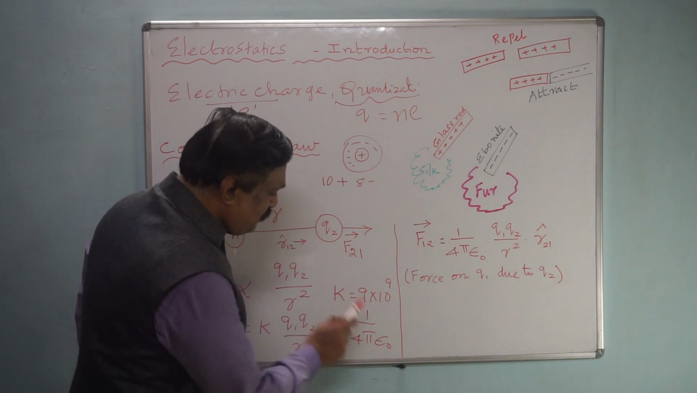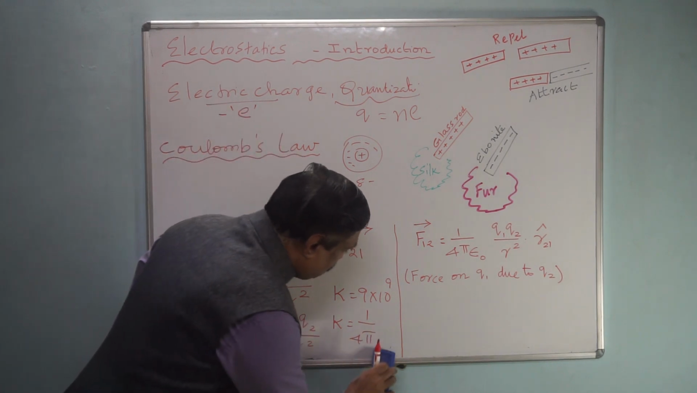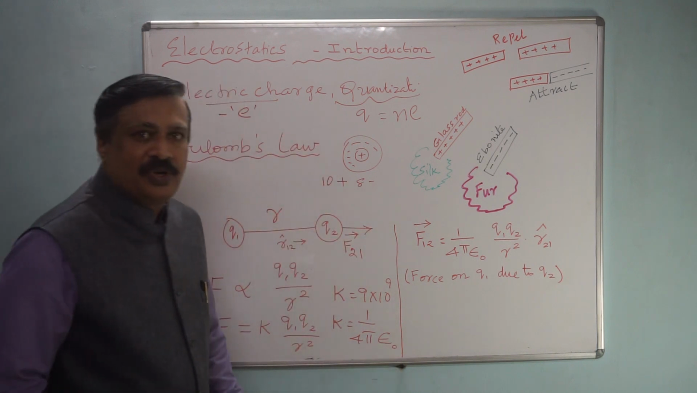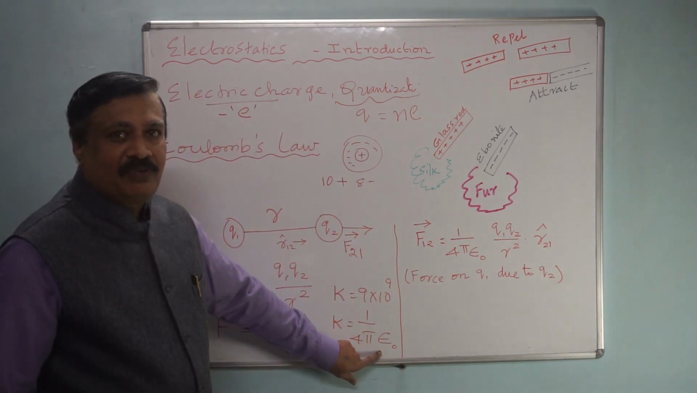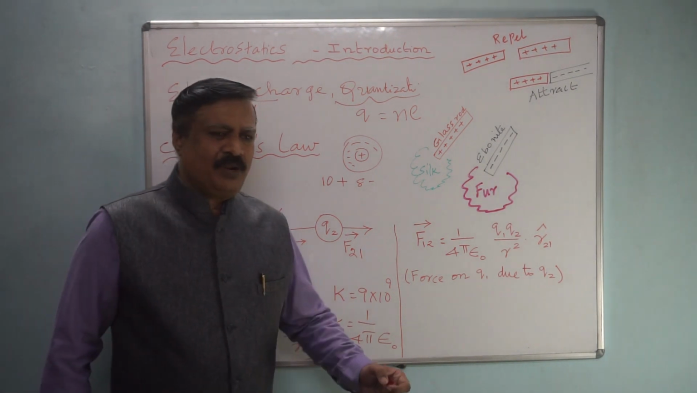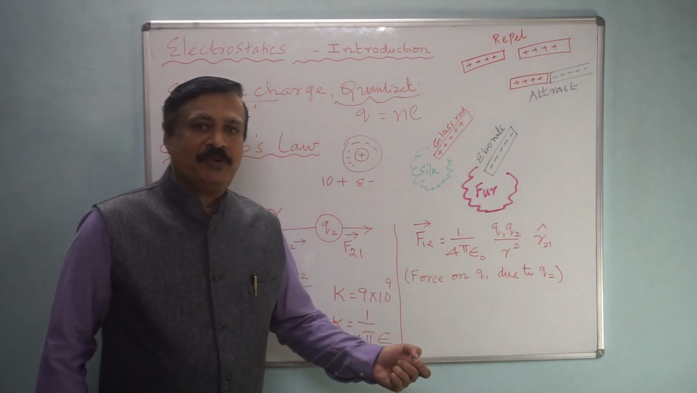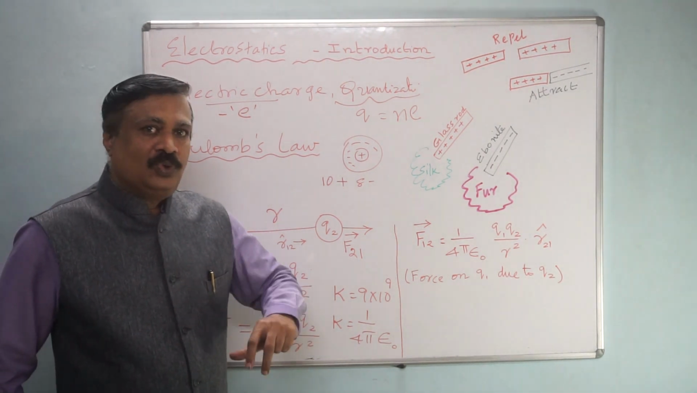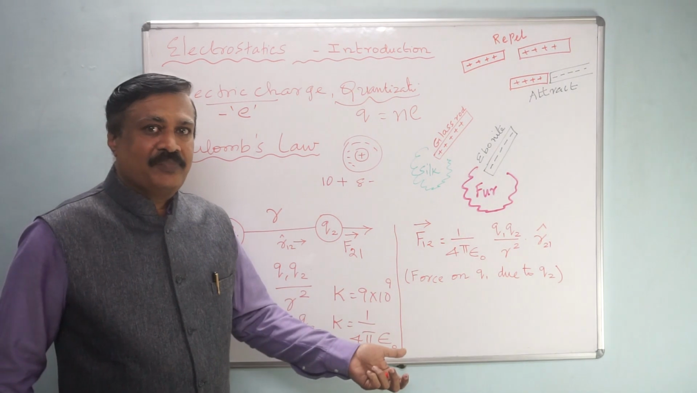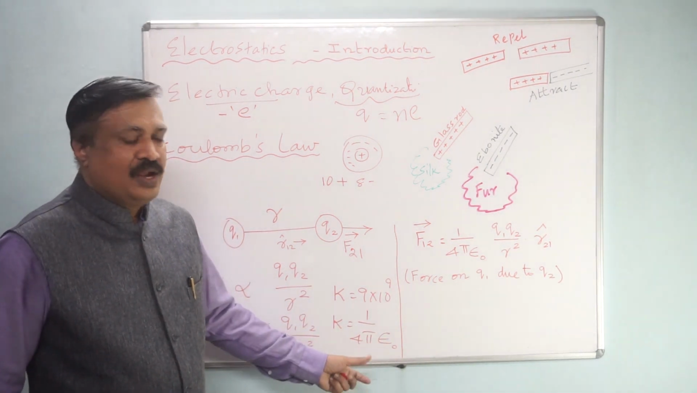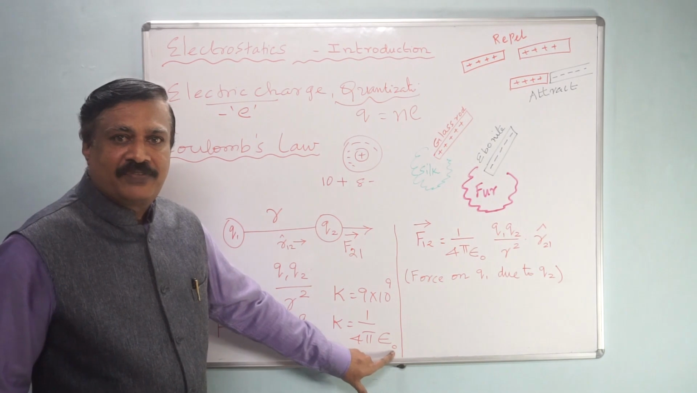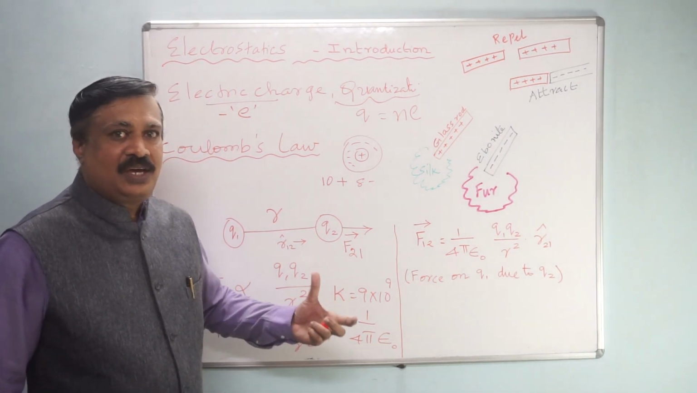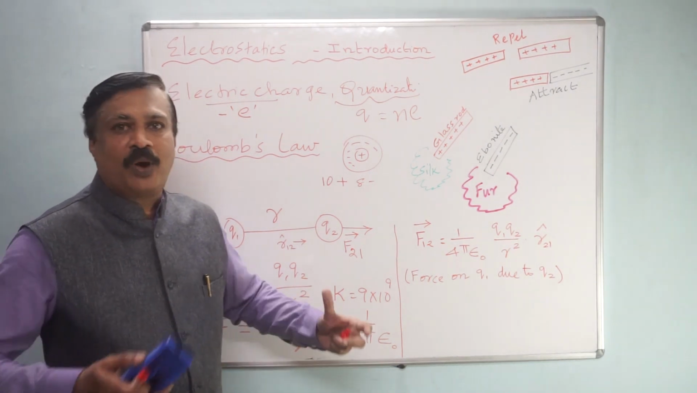Here, what is meant by epsilon 0? Epsilon 0 is called permittivity. What is meant by permittivity? It is simple. Permit means allow. That means the ability of the medium to allow the electric field is called permittivity. Epsilon naught is the permittivity of free space. Here free space means vacuum.